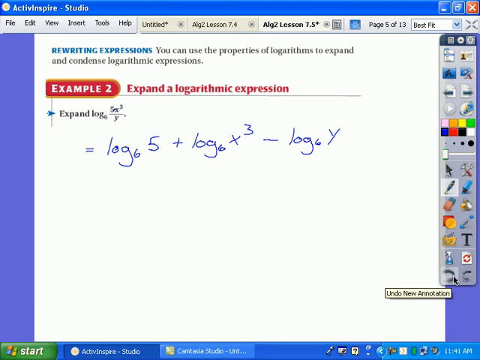Now, this piece can't be simplified anymore. This piece can't be simplified anymore. But the log base 6 of x cubed can be, right? Because I have an exponent here. This can come out front. And so this becomes log base 6 of 5 plus 3 log base 6 of x minus log base 6 of y. And there's nothing more we can do there.